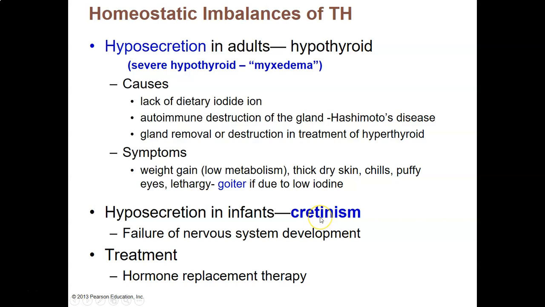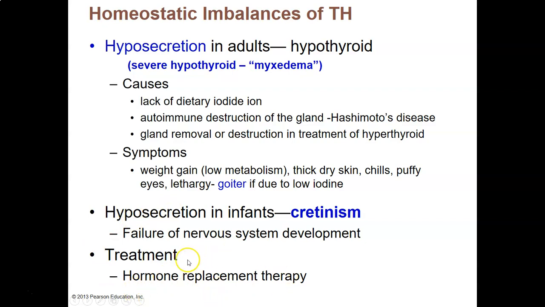If there's not enough thyroid hormone during infant development, then cretinism will result. It's a permanent, severe failure of nervous system development. Severe retardation and all kinds of other anomalies of development will occur in the absence of thyroid hormone. So consequently, for that reason, in this country, every single baby that's born will immediately have its blood tested for thyroid hormone. If there's not enough thyroid hormone, it will immediately be supplemented in order to prevent this terrible outcome.